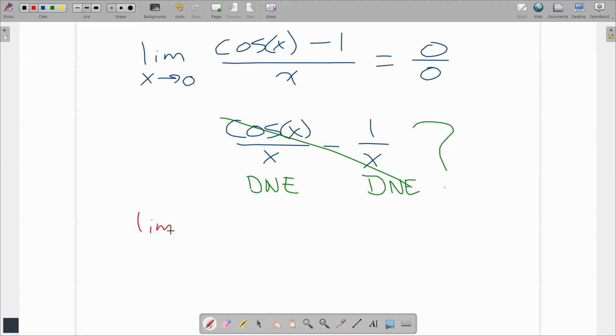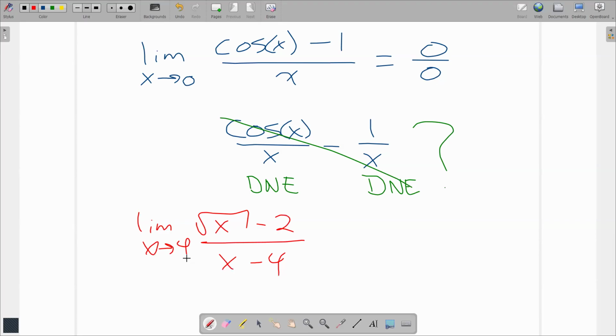It was something like the limit, we had something like the square root of x, let's say, minus 2 over, I think it was x minus 4 as x went to 4. And if we plug in the 4 here, we're going to get 0 over 0. But we did some algebra. What was the algebra we did on that? Anybody remember? We multiplied by the conjugate of the square root of x minus 2, which is the square root of x plus 2. And it turns out there's something like that we can do with the cosine also.